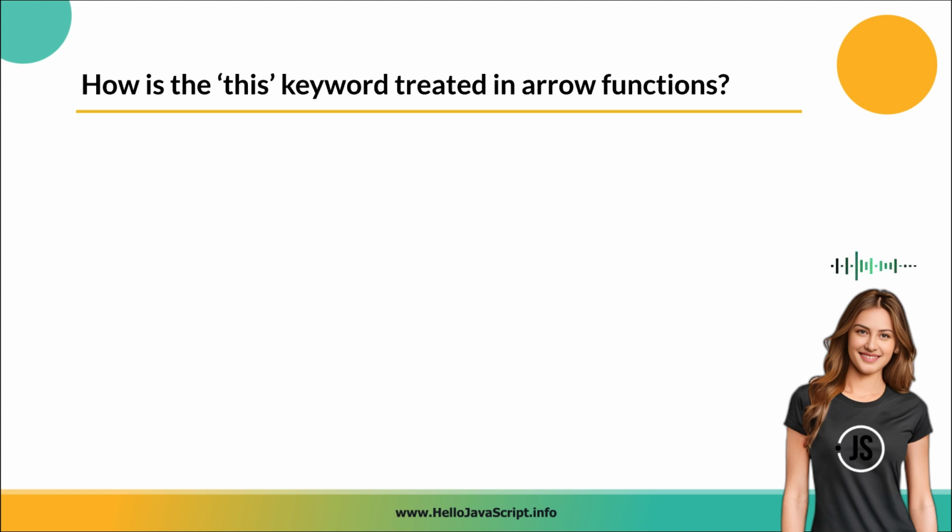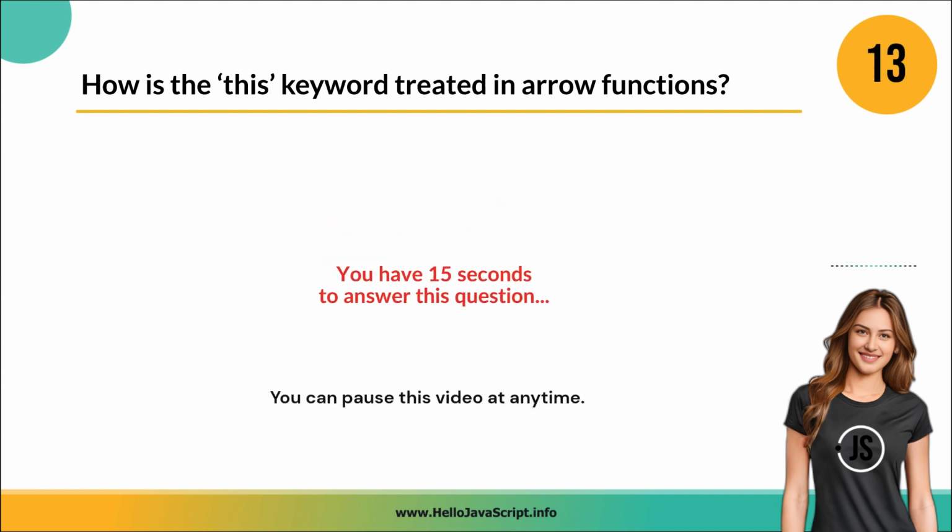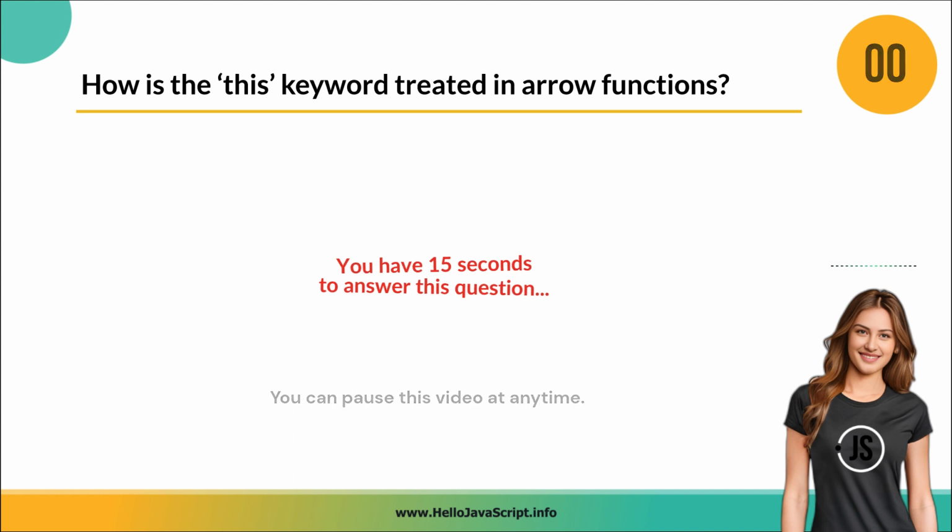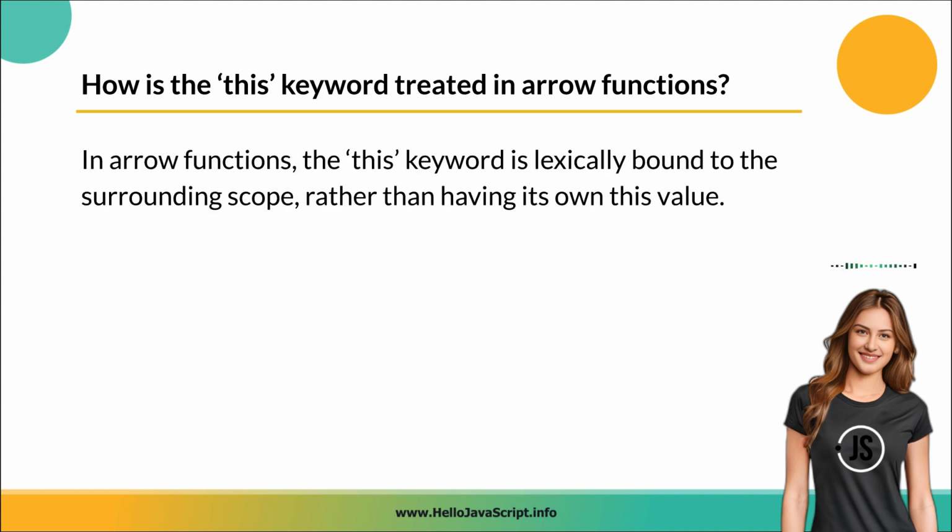Now for the next question. How is the this keyword treated in arrow functions? Here is the response to this interview question. In arrow functions, the this keyword is lexically bound to the surrounding scope, rather than having its own this value.